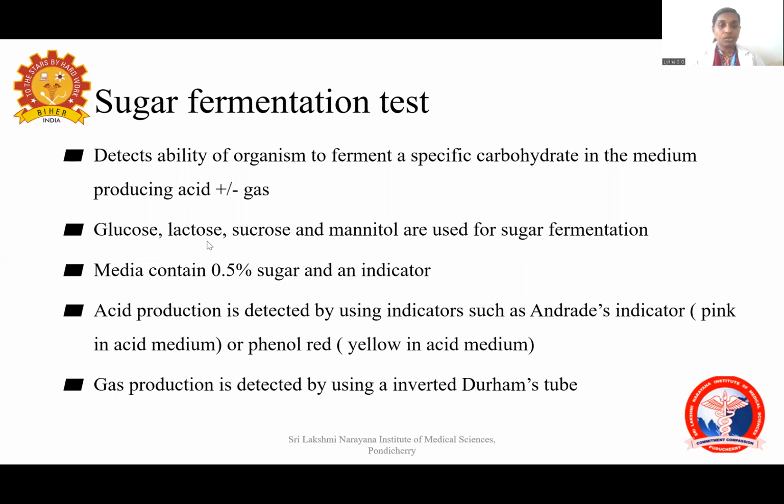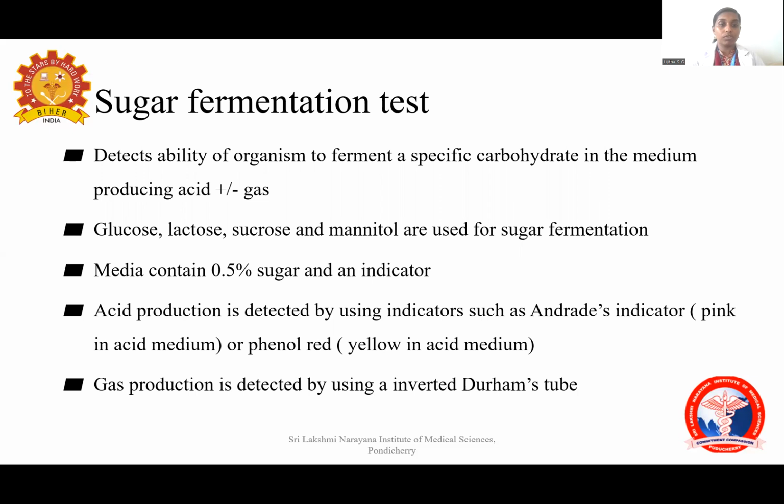We take these sugars, carbohydrates, in the media. The concentration of these sugars is 0.5%. We also use an indicator. Usually we use Andrade's indicator, which is pink in acidic medium. Or you can use a phenol red indicator, which is yellowish in acidic medium. You can use either a phenol red indicator or an Andrade indicator.